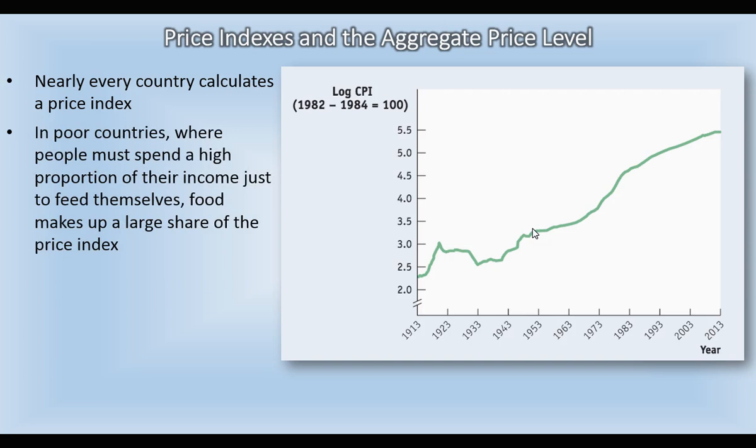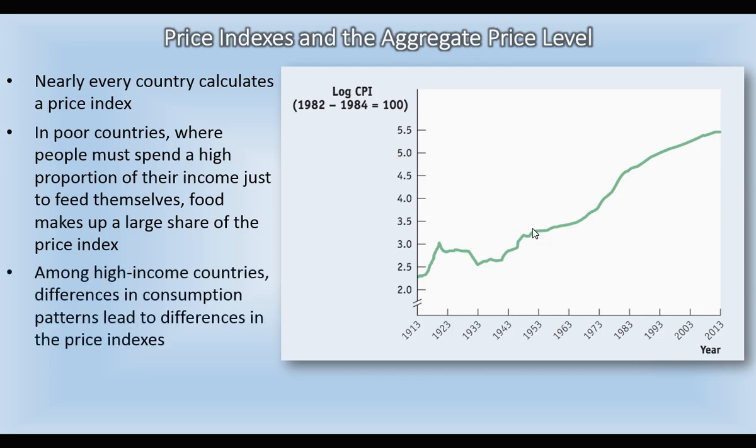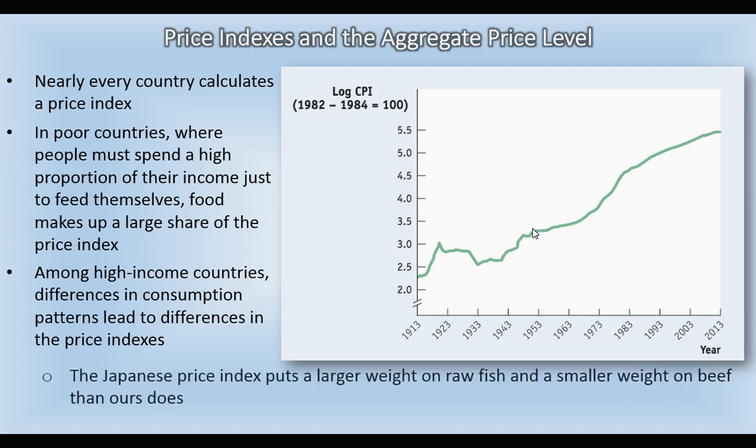Now, other countries do their own thing. In poor countries where people must spend a high proportion of their income just to feed themselves, food makes up a large share of their price indexes. Among high-income countries, differences in consumption patterns lead to differences in price indexes. The Japanese price index puts a larger weight on raw fish and a smaller weight on beef than our own. The French price index puts a larger weight on wine.